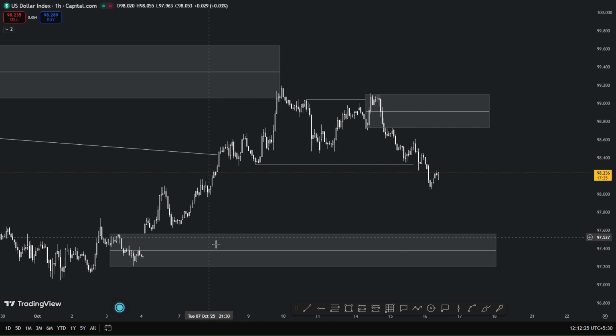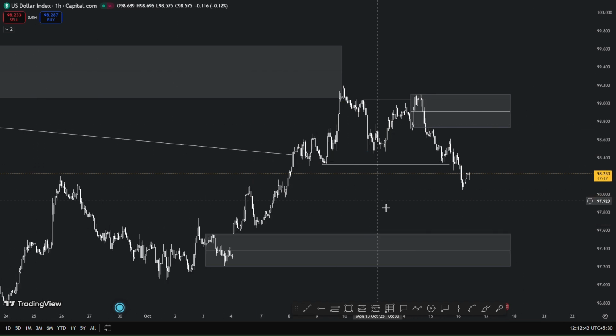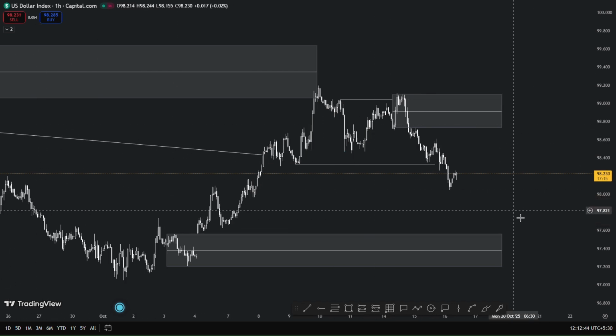We will look for shorts on the USD pairs and longs on the Euro USD or GBP USD pair till the market taps the daily demand. That's my view for the US dollar index.